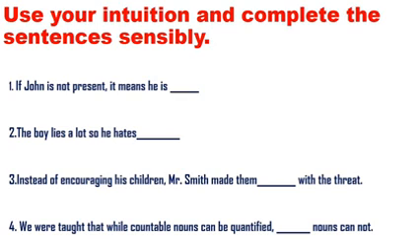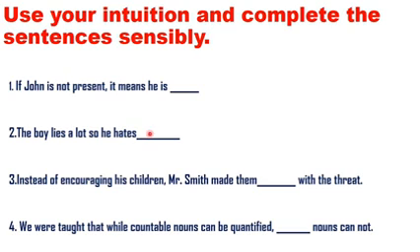Okay, let us begin this way. Use your intuition and complete the sentences sensibly. Intuition here means your general knowledge of English. Number 1. If John is not present, it means he is dash. Number 2. The boy lies a lot, so he hates. Number 3. Instead of encouraging his children, Mr. Smith made them dash with a threat. Number 4. We're told that while countable nouns can be quantified, dash nouns cannot.